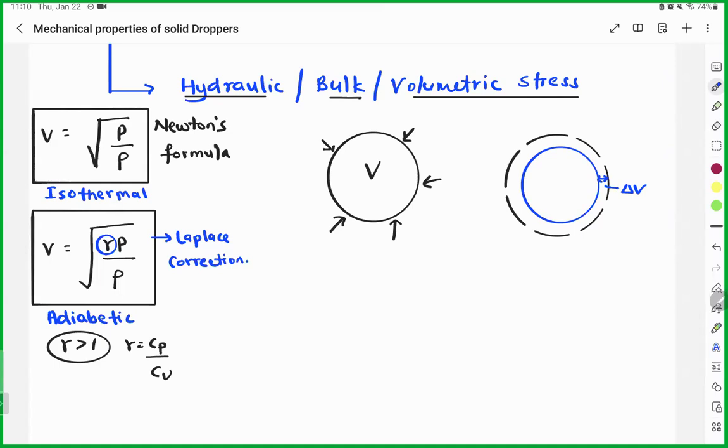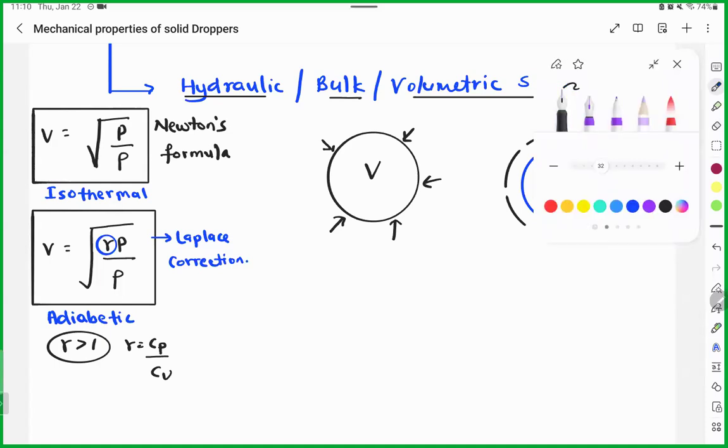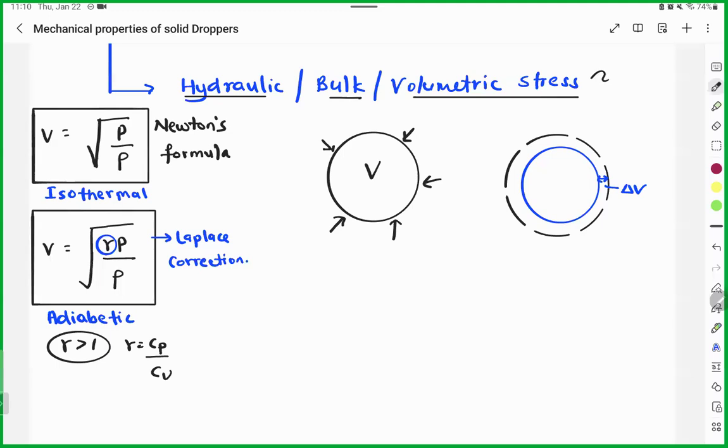But remember, it is more for the liquid, because compression of liquid is possible, not for the solid, like permanent compression. For a rigid body, what? They do not compress.